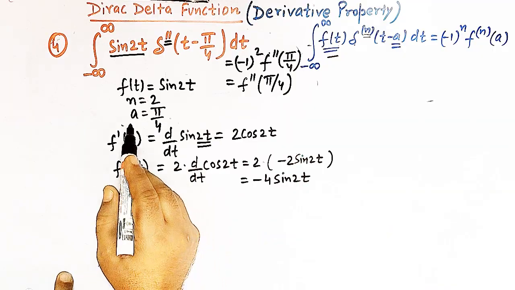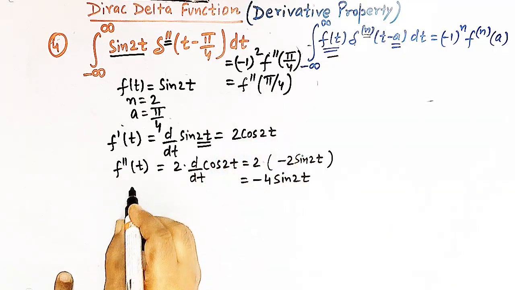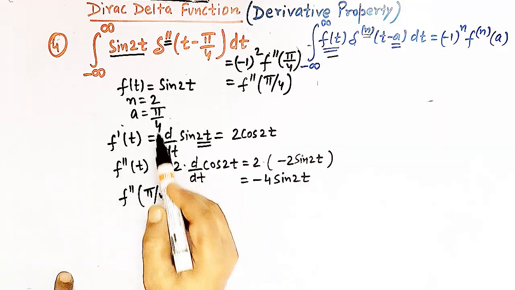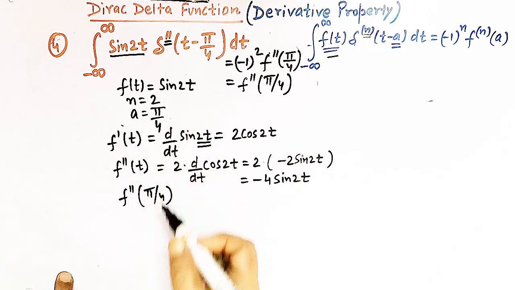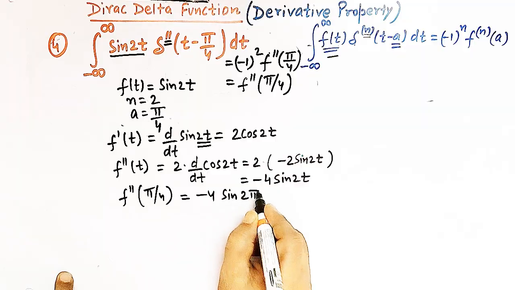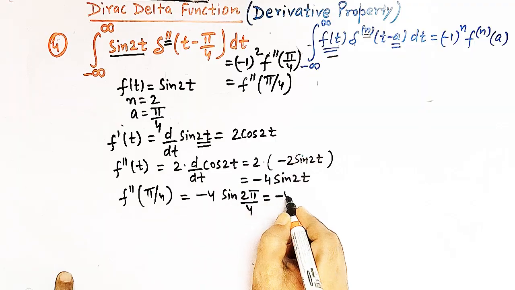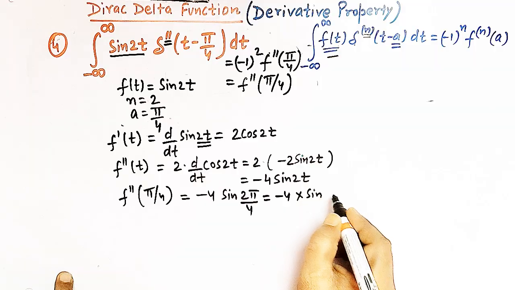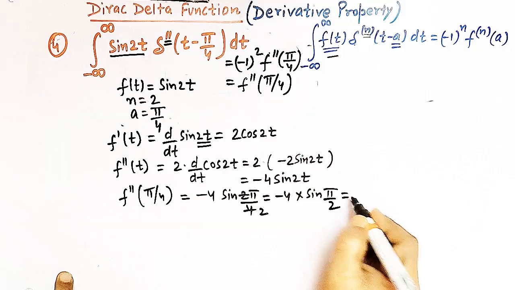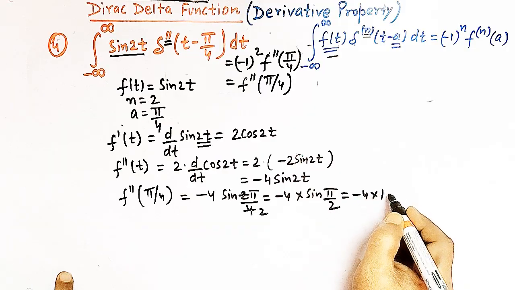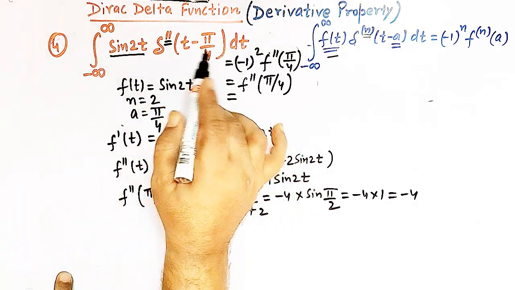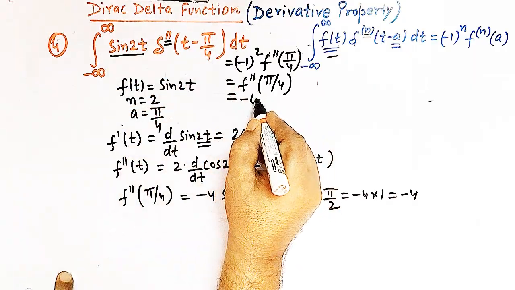So now the value of f double prime of pi by 4 is given by taking t is equal to pi by 4, that is a is equal to pi by 4. So we have minus 4 sine 2 pi over 4. So here we have minus 4 times sine pi over 2, right? And sine pi over 2 is 1, so we have minus 4 times 1, that is minus 4, right? So the value of this integral is given by minus 4.